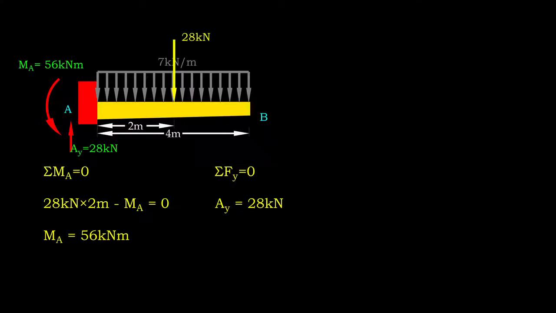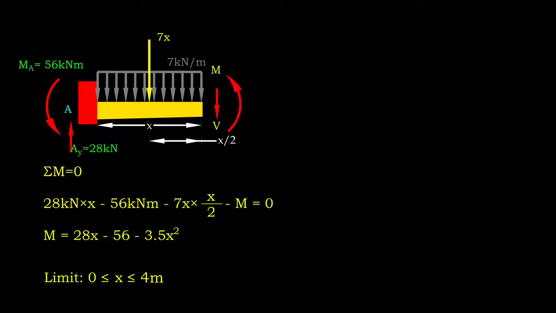First, let's determine the support reaction of the beam. As a result, the bending moment is 56 kNm, while the vertical reaction is 28 kN. Then, we determine the internal moment function for the beam. One function is enough as the loading is constant throughout the span.